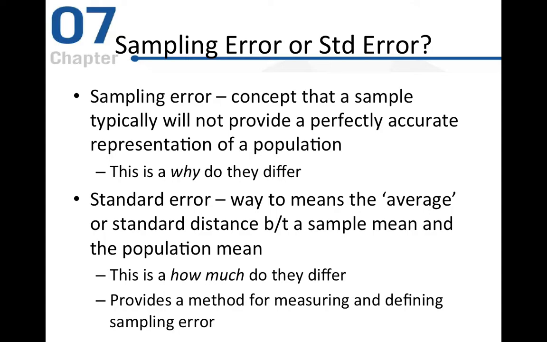Standard error is a way to measure the average or standard distance between a sample mean and the population mean. So this is how much do they differ. We know why they differ: sampling error. How much do they differ? Standard error. It provides a method for measuring and defining sampling error. That's what it comes down to.